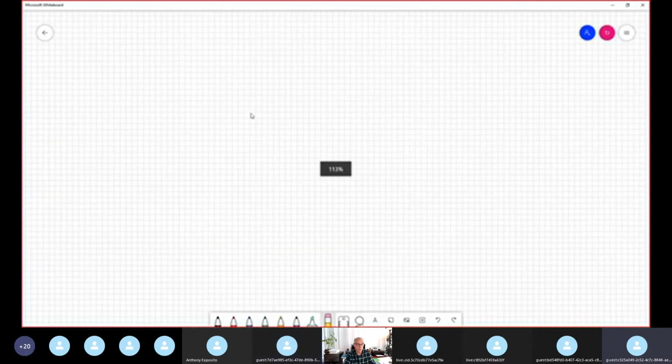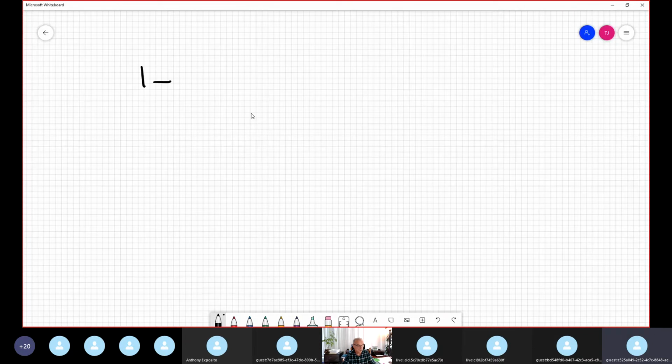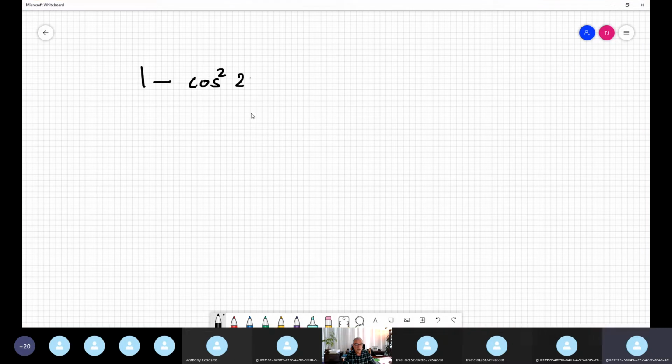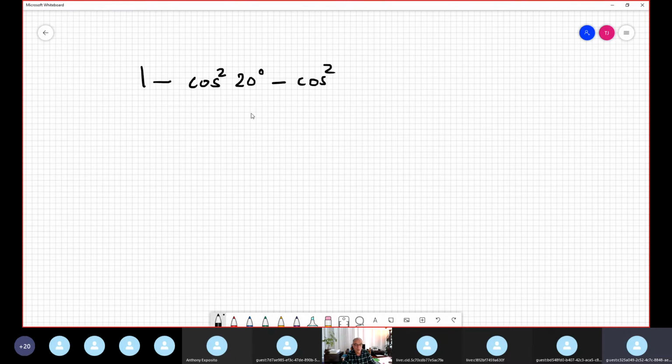Okay. One more example. Suppose 1 minus cosine square 20 degrees minus cosine square 70 degrees. Compute that. Boom. Wow, I'm in big trouble. No, because I discovered that 70 and 20 are complementary. Yes or no?